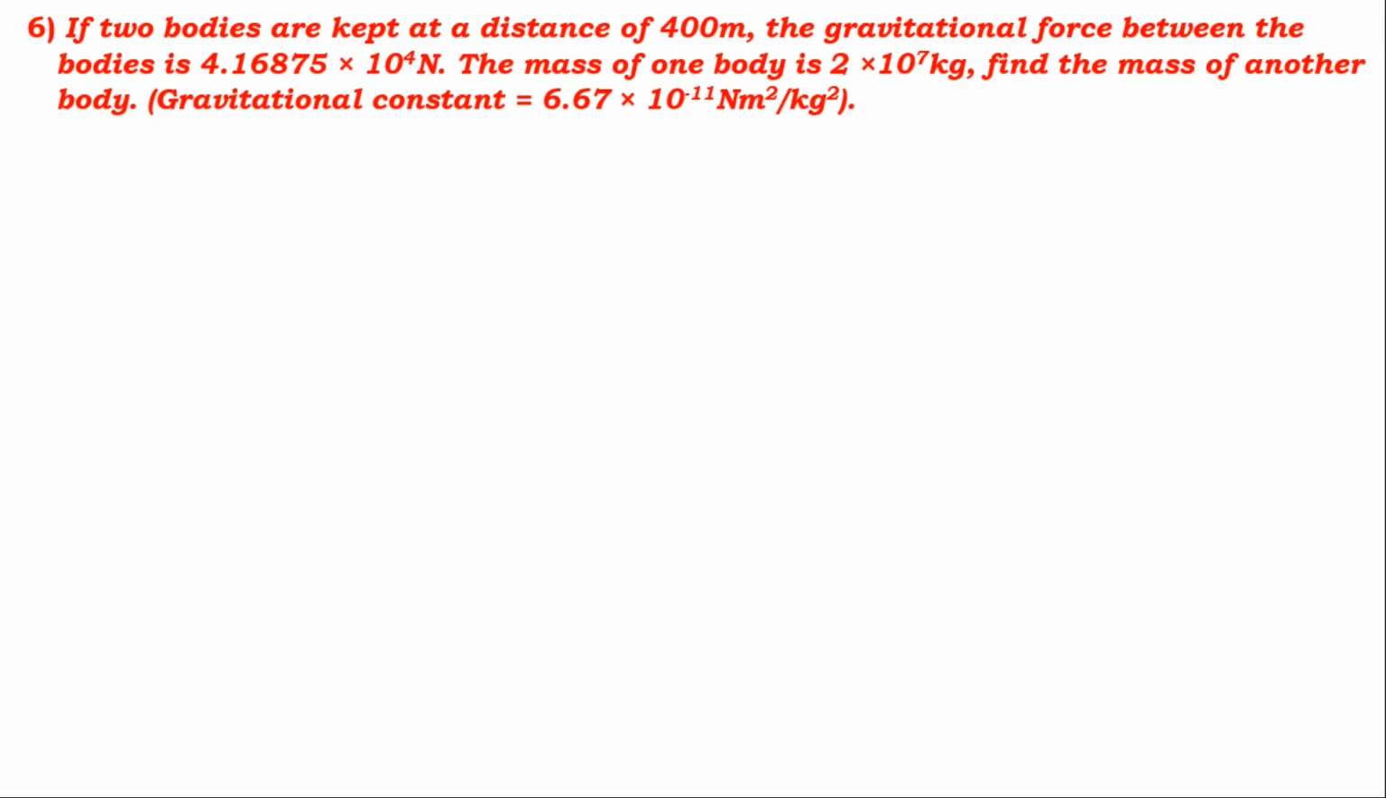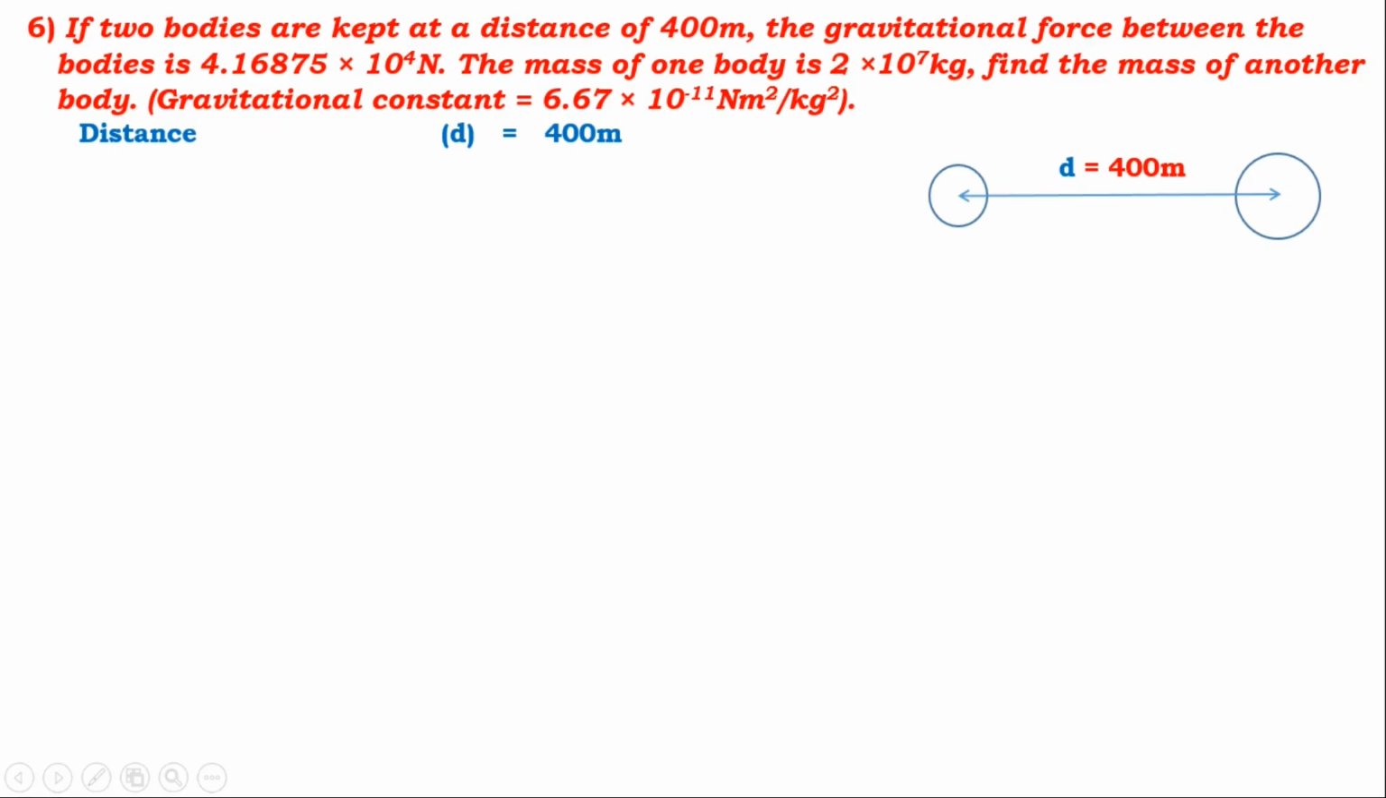If two bodies are kept at a distance of 400 meters, let's say this first body, this second body, and they are at the distance of 400 meters. This is the first information, that's why I want to write this information. Distance, which is denoted by d, is equal to 400 meters.